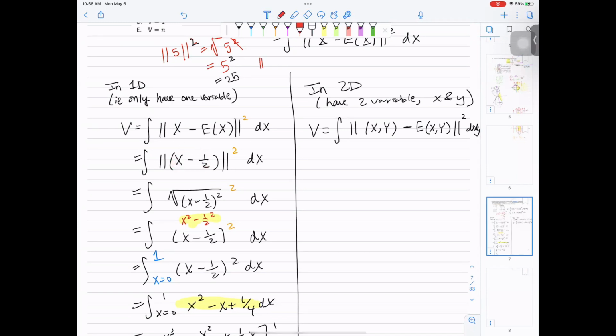If they were asking for the magnitude of like x comma 1/2, then yes, that would be the square root of x squared plus 1/2 squared. But we're not asked to do that. We're asked to do it together.